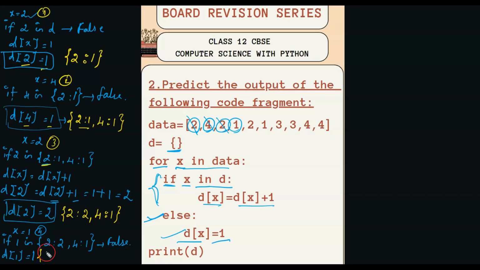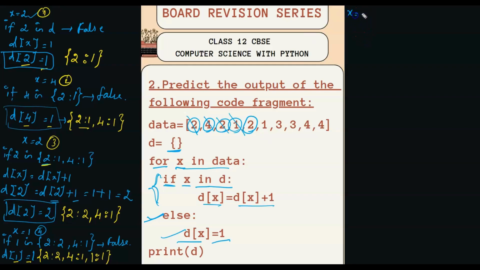Now what is the current value of the dictionary? Now this 2:2, 4:1, and the new key value pair is 1:1. I am writing it here. So the new key value pair is 1:1. Now the iteration for the next number: 1 has been finished, now again 2 will be coming. So I am doing this iteration on this right hand side.